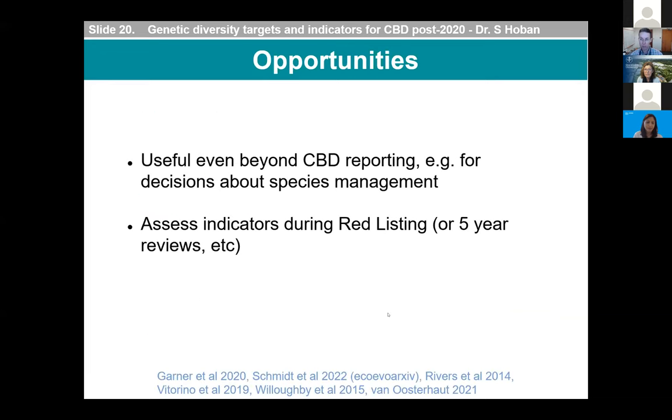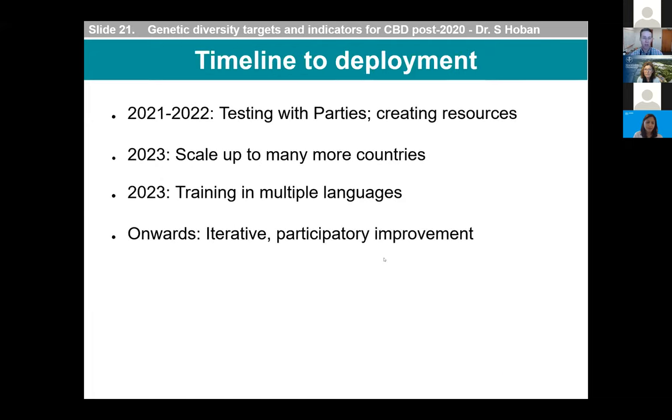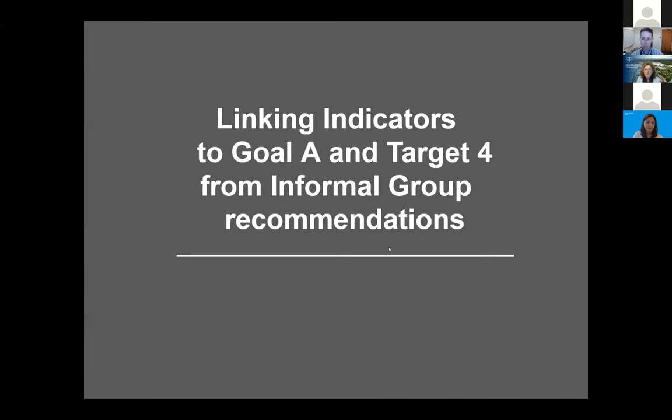We think these are useful even beyond CBD reporting, that they can actually inform species management as well. So it's not just for reporting purposes. And we think there's a good alignment with the red list process, such that assessing the indicators could happen during red list updates. Here's our timeline. Next year, we will be scaling up these indicators to test them in more countries, doing training in multiple languages, and we welcome your participation in making suggestions and improving them.